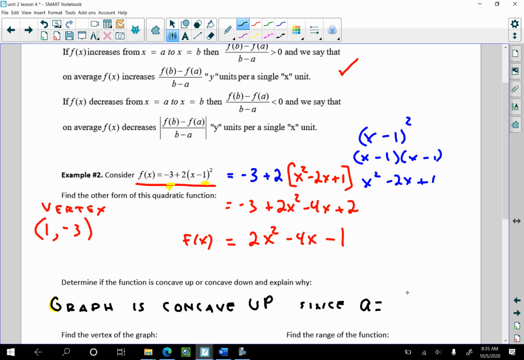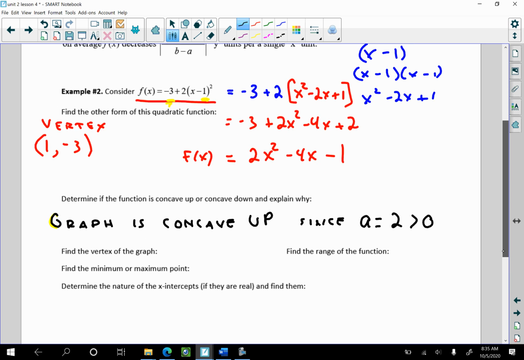Concave up since this is concave up since A is equal to 2 and 2 is greater than 0. And that's the reason. You just can't say it's concave up since A is greater than 0. You have to tell me the specific A. You have to be specific. So this is concave up since A is equal to 2.